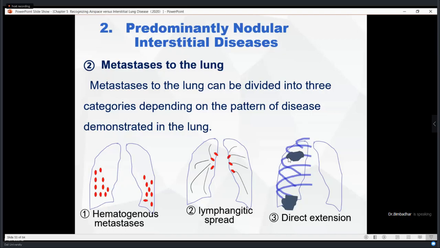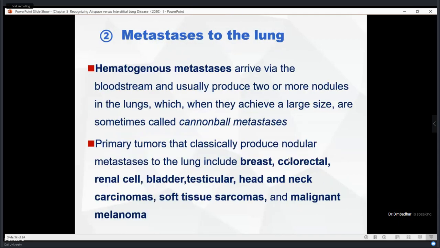So pleural tail sign, spiculation sign, or satellite lesions, any opacity presenting with that kind of pattern usually indicates it belongs to bronchogenic carcinoma, right? Hematogenous spread, yes, they are larger, and they can also be called cannonball metastasis. Do not ever forget, this is a very, very classical presentation.